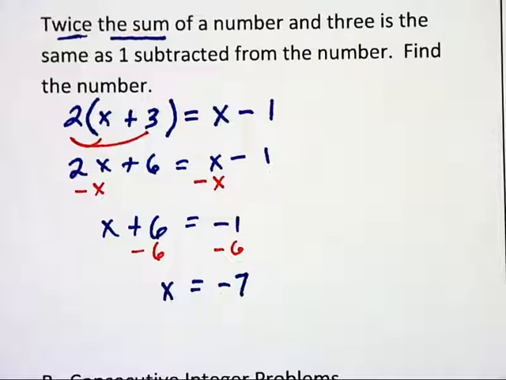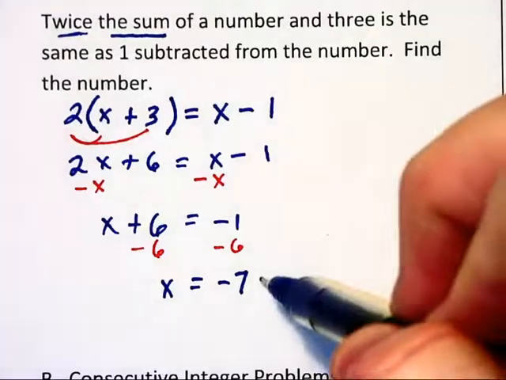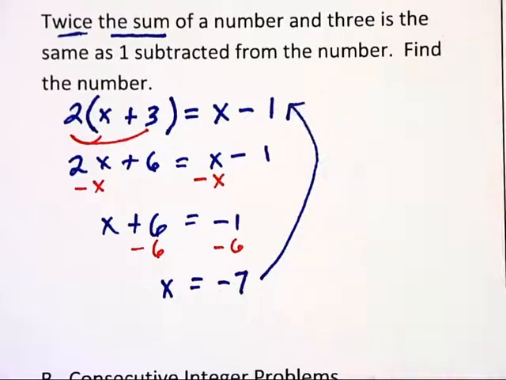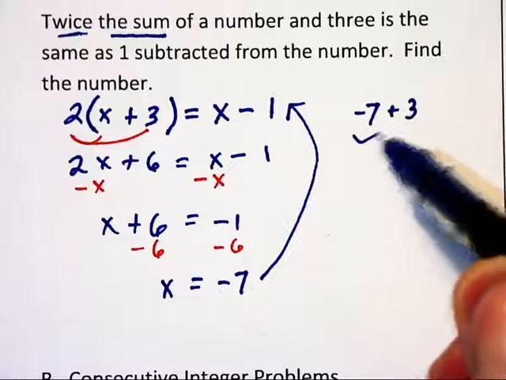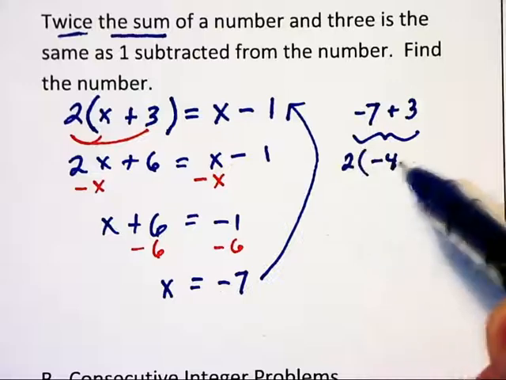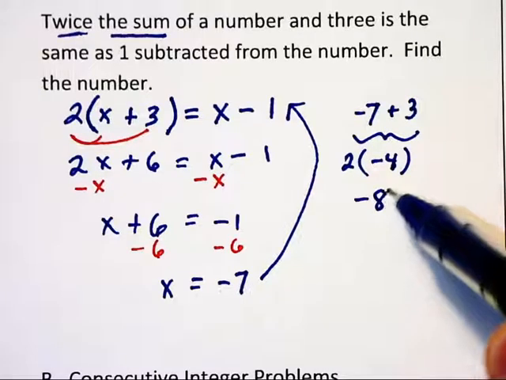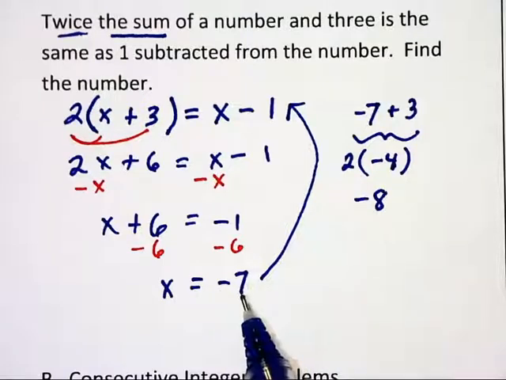and that would be our solution set. Now all word problems are checkable if you choose to take that answer, in this case negative 7, and substitute it back into that top row. Twice the sum of a number and 3. Well, if our two numbers are negative 7 and 3 and we want to find their sum, we get negative 4. It says twice that negative 4, which gives us negative 8, and that should be equal to 1 subtracted from the number, which we're saying is negative 7, and that does work. So this is a true statement.